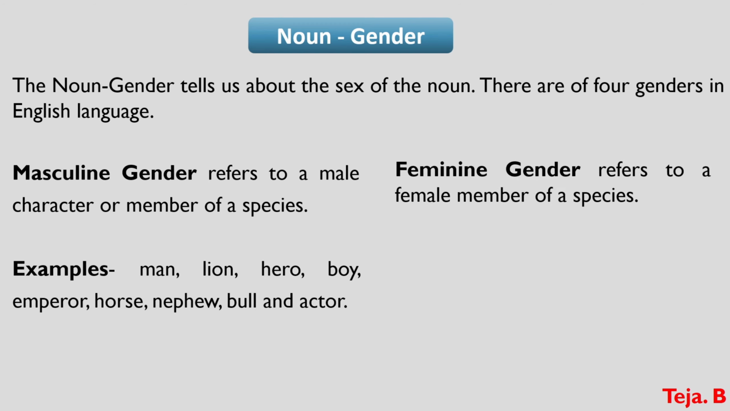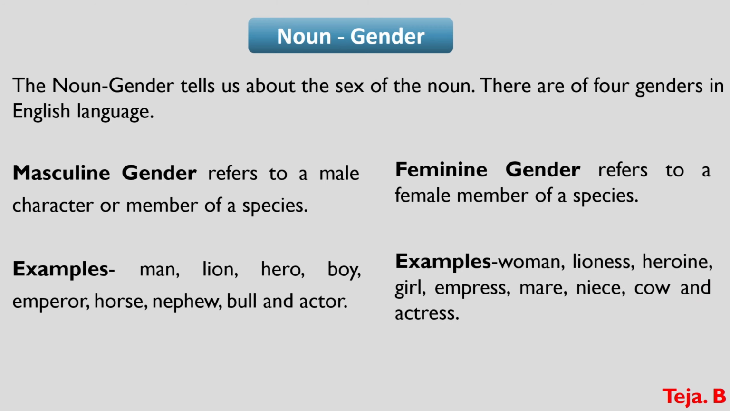The opposite of masculine gender is feminine gender. Feminine gender refers to a member of a species, I mean, the qualities of a woman, right? For example: woman, lioness, heroine, girl, empress, poetess, actress, niece, cow, etc. These are all examples of feminine gender.